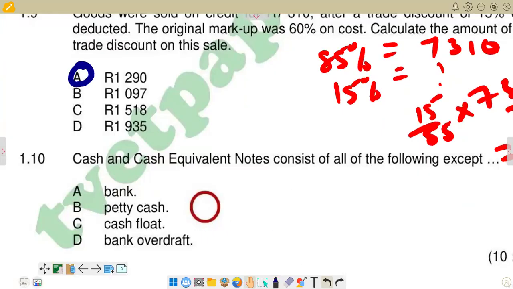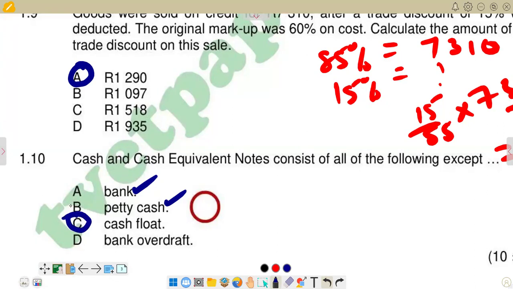So you see that cash and cash equivalents, we have got the bank there. It's there on the calculation as a component of the cash and cash equivalents. Petty cash is also there, but cash float becomes a component of petty cash. So we cannot include it there. But bank overdraft is included because when you're calculating the opening balance and closing balance, we need to incorporate or integrate the figure that we have for bank overdraft to get the net balance, be it at the beginning or at the end. So cash float becomes the odd one out.